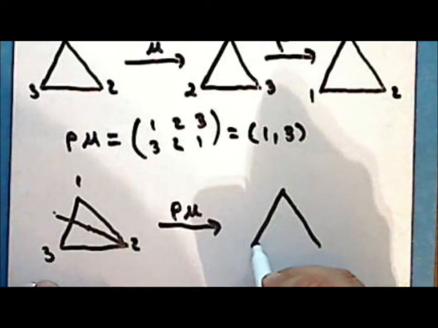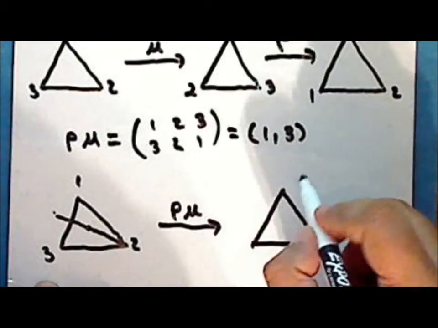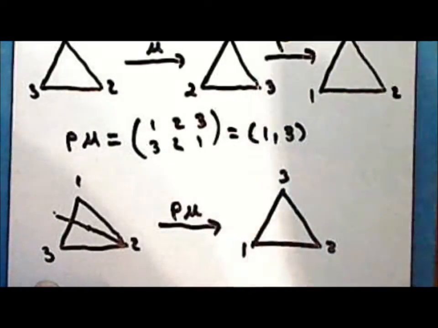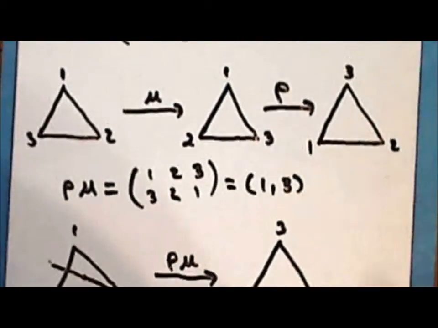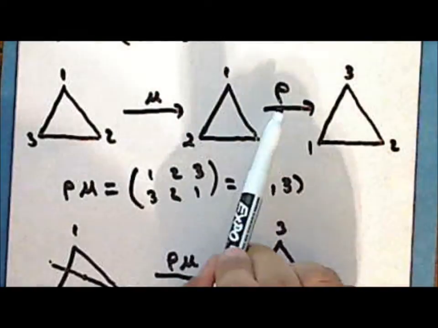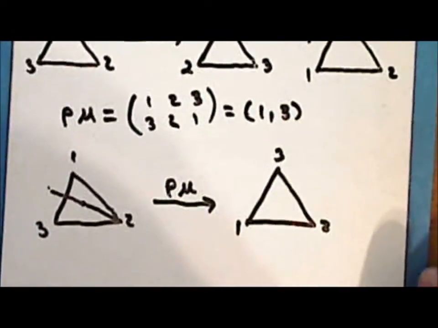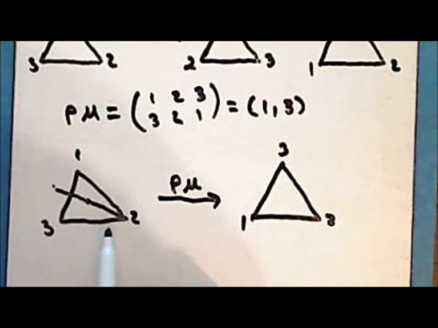So that 1 and 3 exchange places. And so the combination of the reflection followed by a rotation is a reflection symmetry.